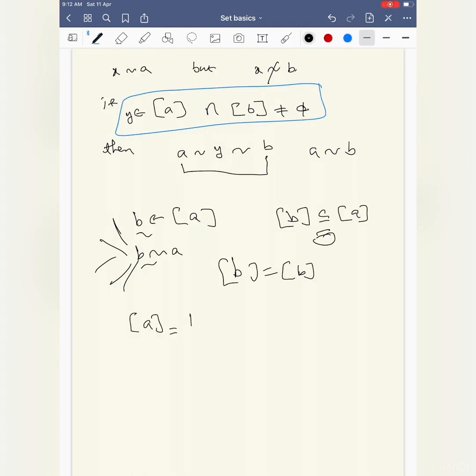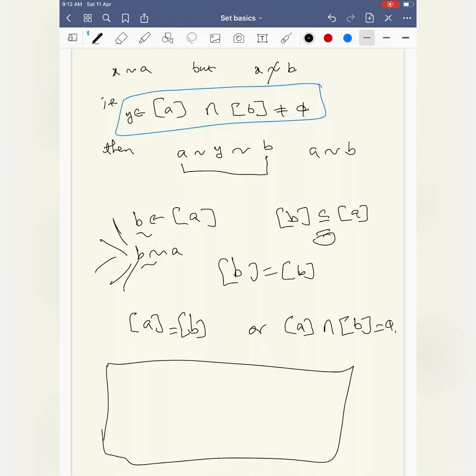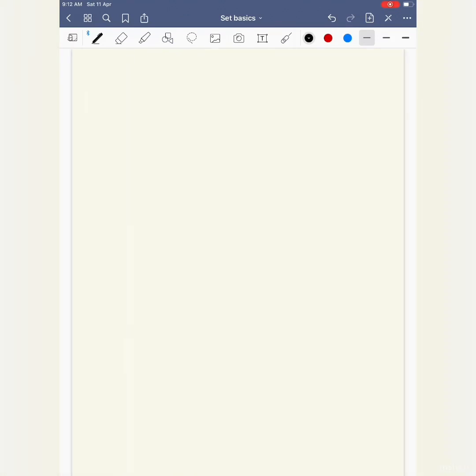From that it's clear that class a equals class b, or class a intersection class b equals empty. So that's why the set A is split up disjointly. The upshot here is that whenever you have an equivalence relation, that relation splits the set. This is a symbol we use: the union of A_i.